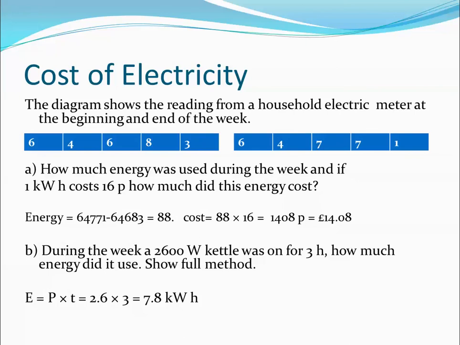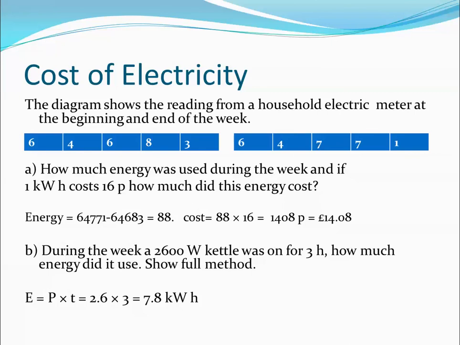During the week you've got a 2,600 watt kettle, it's on for 3 hours. How much energy did it use? We've done this, it's a fairly straightforward answer. Energy is power times time. Change 2,600 to kilowatts, 2.6 times 3 hours, 7.8 kilowatt hours. You could then work out how much that costs by multiplying that answer by 16.